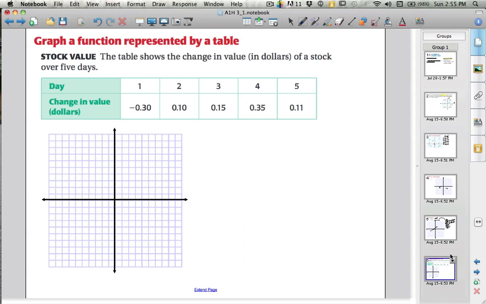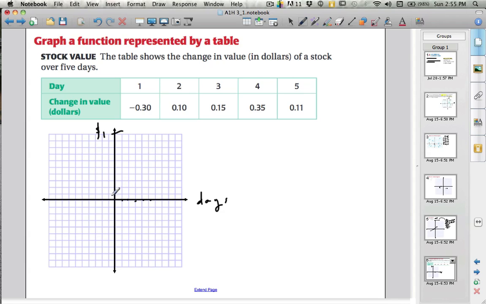Let's take a look at another example. If we wanted to graph a function that's represented by a table, the table shows the change in value of a stock over 5 days. So we're going to use 1, 2, 3, 4, 5. The x-axis is the independent variable, which is days, and the vertical axis is going to be dollars. You're looking at this, these are all in tenths. So I'm going to have this be 1, 2, 3, 4, 5, 6, 7, 8, 9, 10. So that's going to be 1.